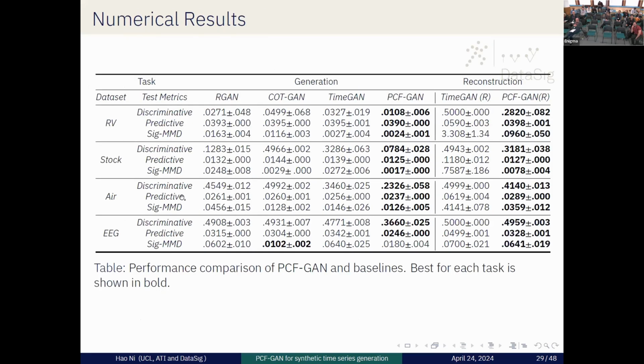So here is a summary table of all the models across different datasets. And so you can see that the PCF-GAN outperforms the other methods consistently. And in terms of the reconstruction functionality, our model outperforms TimeGAN.